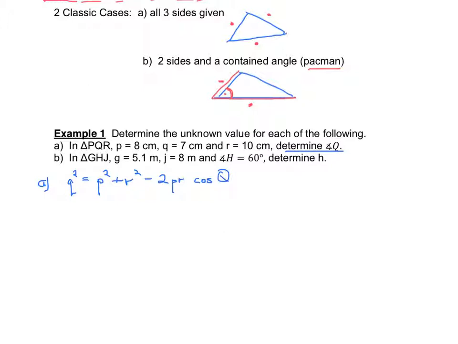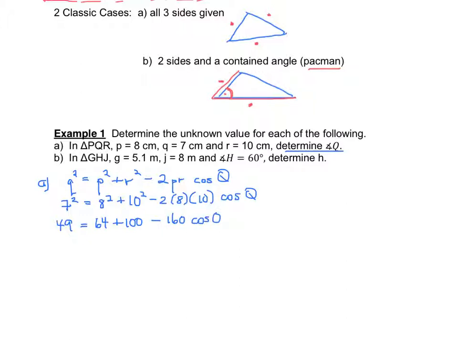Then we fill in our three side lengths. So Q is 7, so we'll have 7 squared equals 8 squared plus 10 squared minus 2 times 8 times 10 times the cosine of angle Q. We'll do some evaluating. So 49 equals 64 plus 100 minus 160 times the cosine of Q.